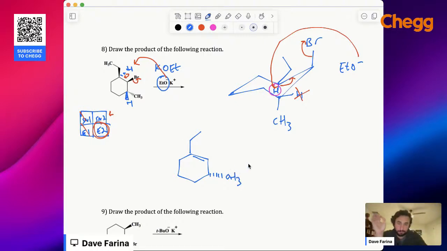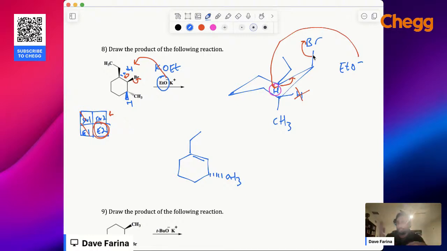So once again, we had to draw the chair because the leaving group and the proton being extracted must be anti-periplanar. And the only way for them to be anti-periplanar is for them to both be axial. So we had to draw the chair with the leaving group axial. We could have drawn the chair with the bromine equatorial, but that's not the chair from which E2 will occur.